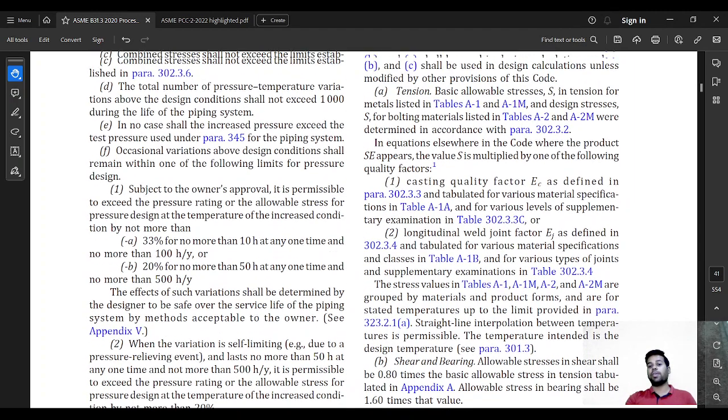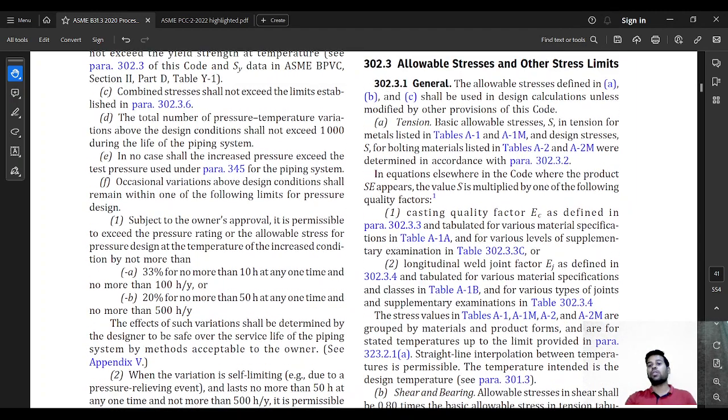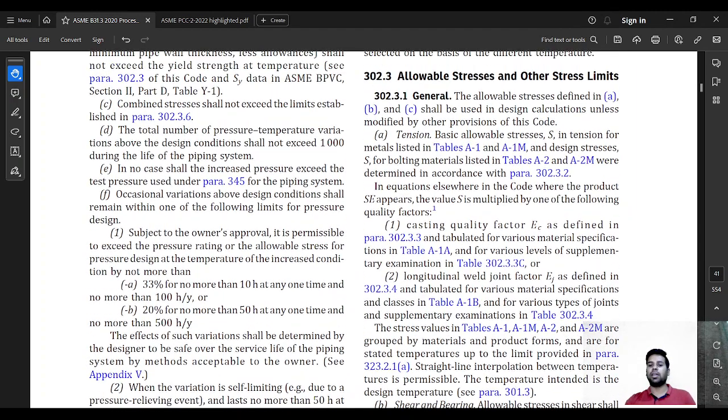Again, there are going to be something that are known as quality factors. So quality factors are going to be basically, you can say, efficiency factors for your casting systems and piping systems. There are tables that are given which we can use for determining these. So the allowable stresses defined in B and C shall be used in design calculation unless modified by the provisions of this code.